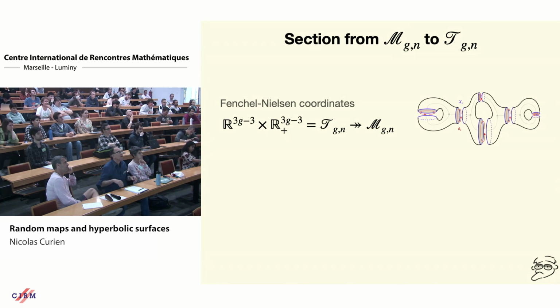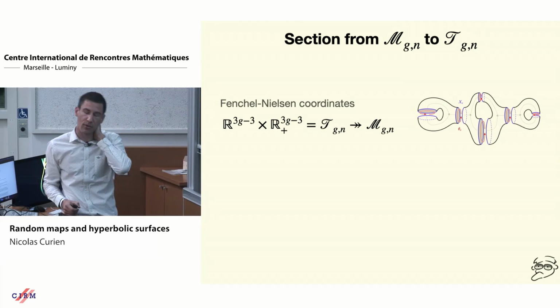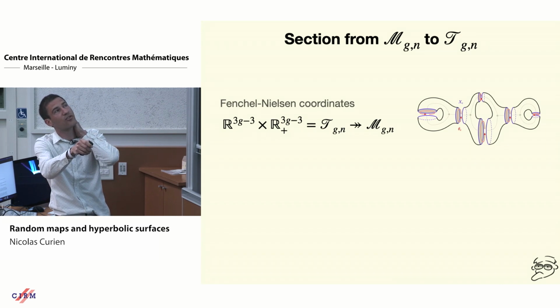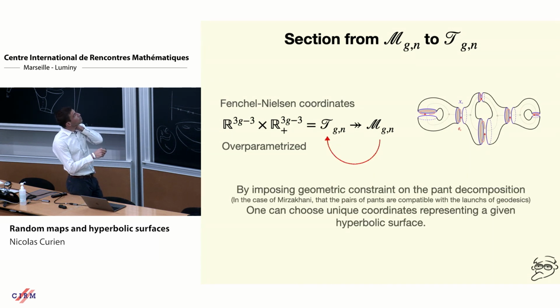But let me interpret a little bit more this Mirzakhani's recursion. We saw that in the Fenchel-Nielsen coordinates, this mapping, so if you prescribe coordinates here where to glue and so on, and after gluing you get a hyperbolic surface, this is way over-parameterized because many coordinates, many xi, theta i will lead to the same hyperbolic surface. So this arrow here is very surjective. But actually, you can see this Mirzakhani's recursion as imposing geometric constraints on the pants decomposition.